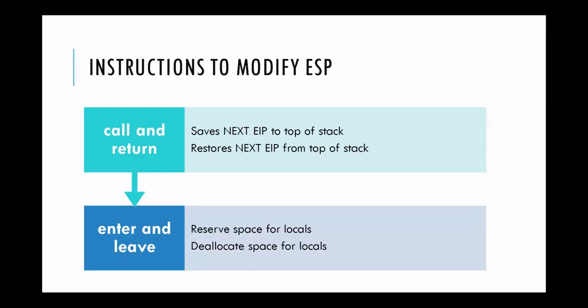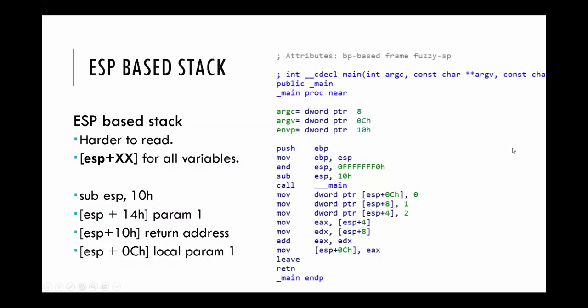So again, just a refresher, it's simple but very important. These are our instructions to modify ESP. So we have a call and a return. Call is going to allow us to save the next instruction to the stack, and then return will restore that next address from the top of the stack, or what is perhaps supposed to be, and I say supposed tentatively. And then enter and leave. We've discussed those as well.